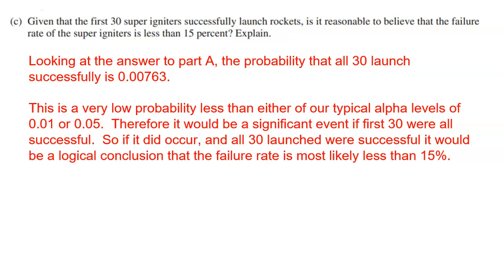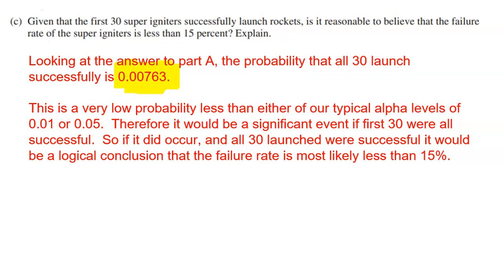So here's what I did. Look back at my answer to part A. The probability that all 30 launch successfully is 0.00763. Now that is very, very low. If we're thinking about an inference test here and we're using an alpha of 1 or 5%, this would be significant. This is lower than either of those values. So therefore, it would be very significant. I would consider it a significant event if the first 30 were all successful. Again, the probability that the first 30 is all successful is very unlikely.